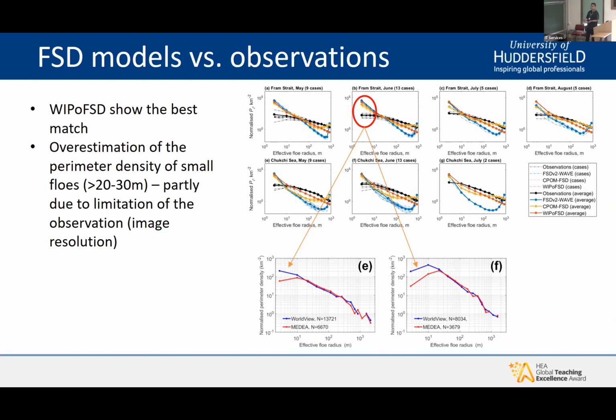However, they start to see deviation in smaller floes. That indicates the image resolution we're using does have a limitation. So this deviation here is something to do with observation as well. But we don't know. If we had infinite image resolution, we might actually get close, if the model is accurate. So that's the point I'm trying to make here.